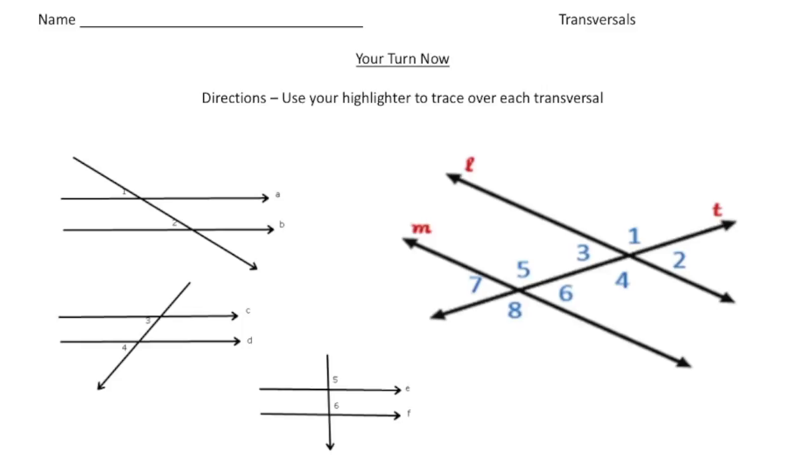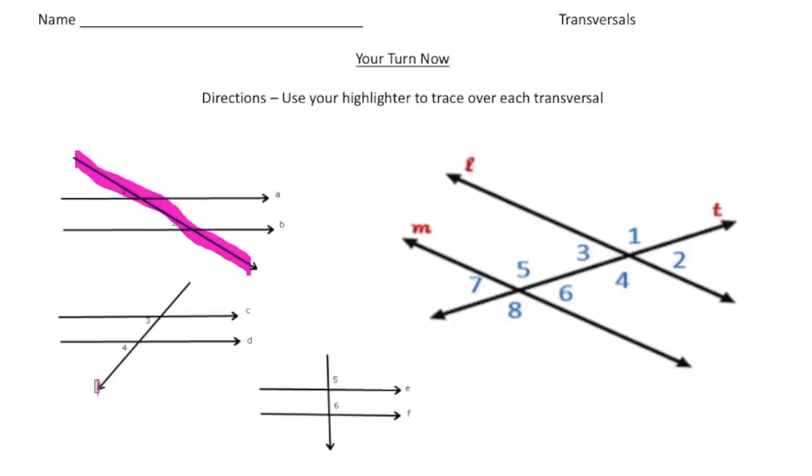Alright, welcome back. Let's see how you did with these your turn problems. So for these problems, you had to highlight each transversal. Okay, so remember, a transversal is a line that intersects two other lines. So this first one, the transversal would be this line right here. I'm going to highlight it in pink. Alright, so that's a transversal.